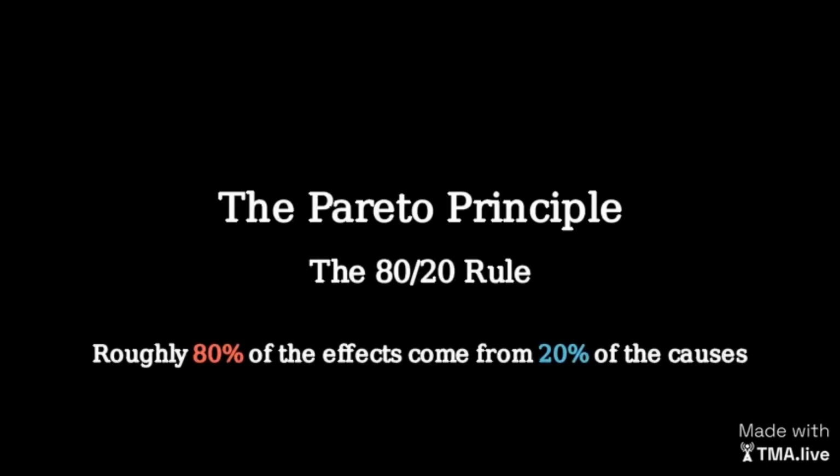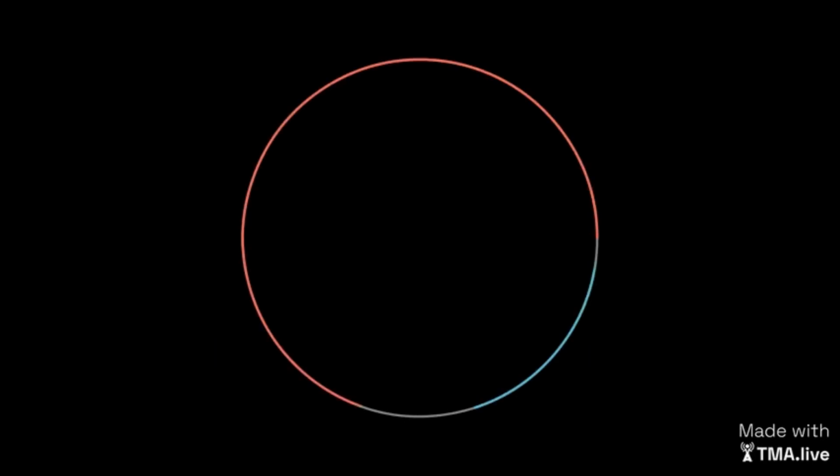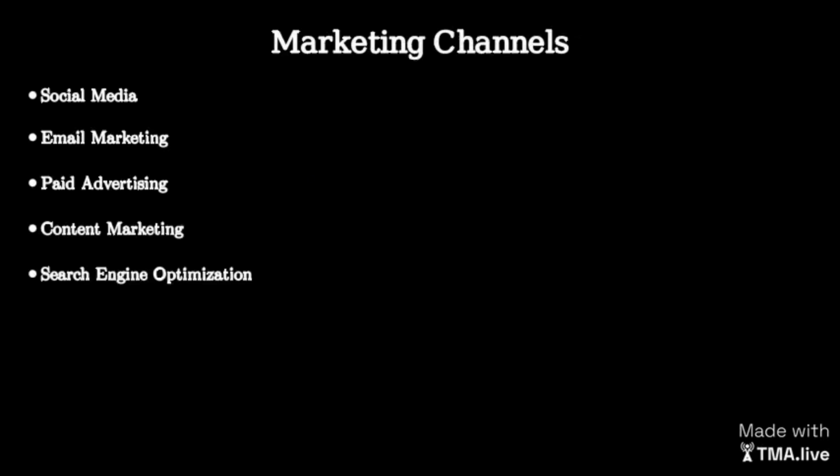This principle is widely applicable and can be particularly useful in marketing. Visually, we can represent this with a circle where 80% of the area is red, symbolizing the effects, and 20% is blue, representing the causes. This helps us to see the disproportionate relationship between input and output.